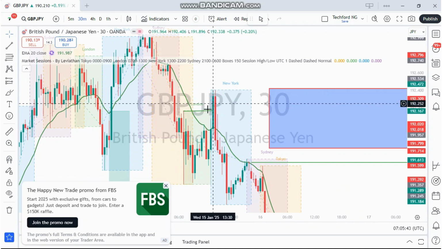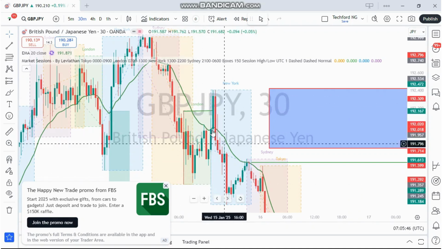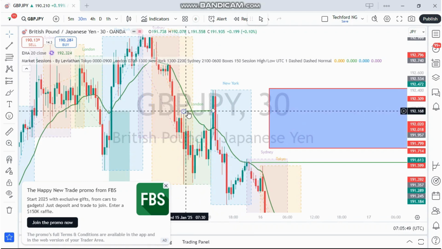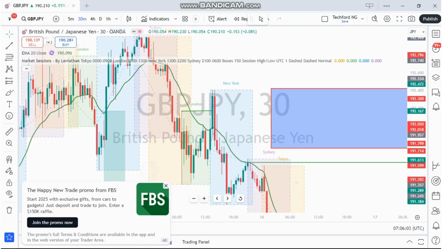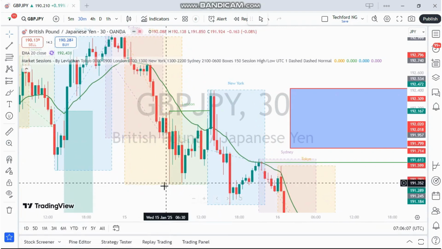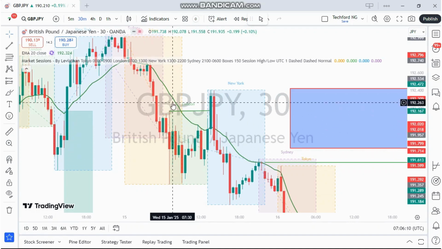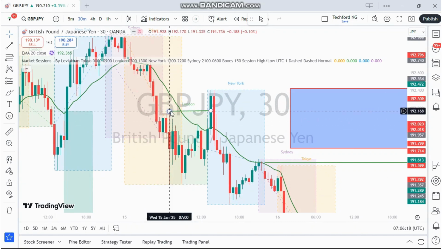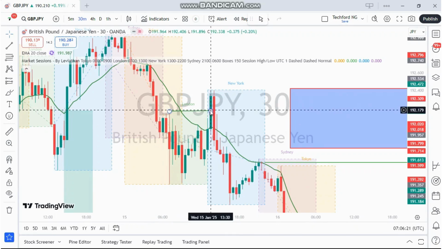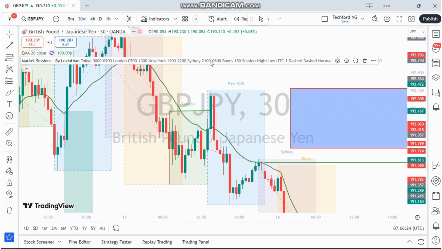So after New York section has swept this London section, it reversed. So this liquidity here is known as section liquidity for London. It is the highest point, and this liquidity here is known as the section liquidity also for London. The liquidity that began the London section created a highest point and a lower point. So this is also a liquidity. But the New York section began and broke out the London section.